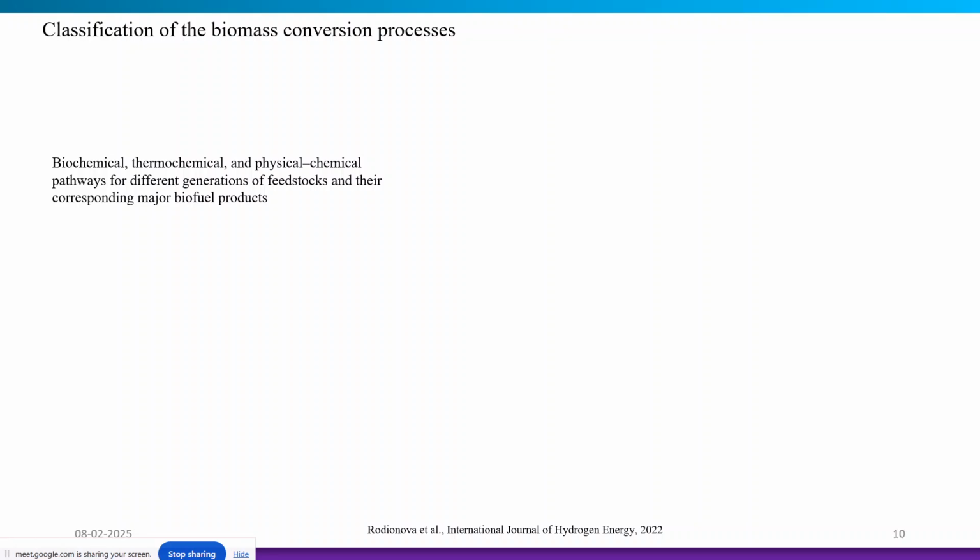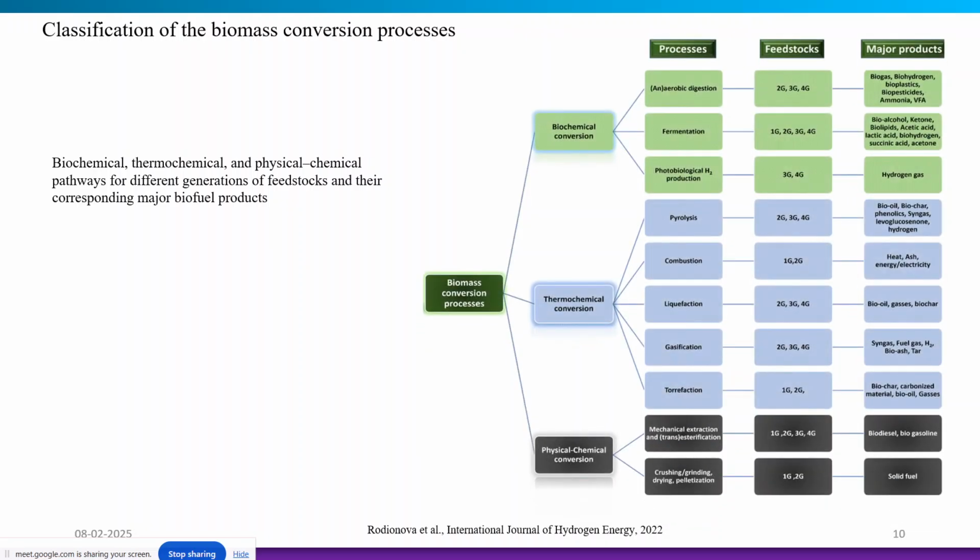So next, we are going to discuss the classification of various biomass conversion processes. The major divisions are biochemical, thermochemical, and physicochemical pathways. Different feedstocks are considered for the measured outcome of the biofuel products. So when you see this table, these connections are well made.